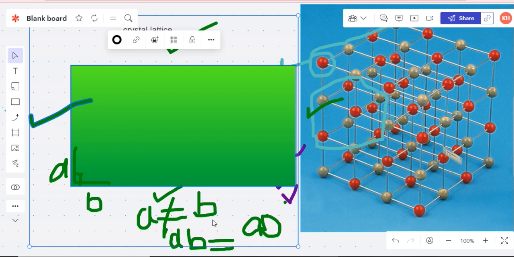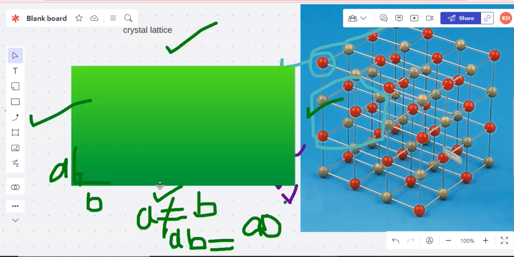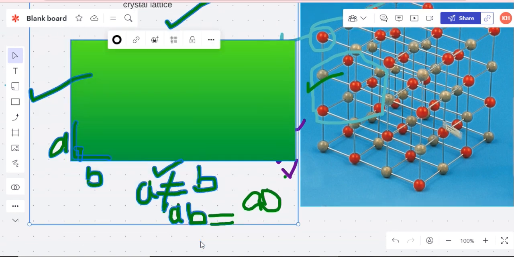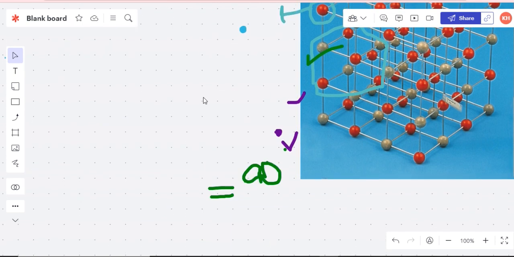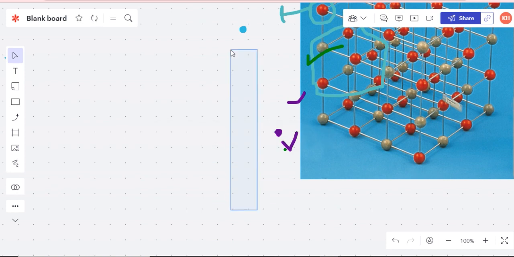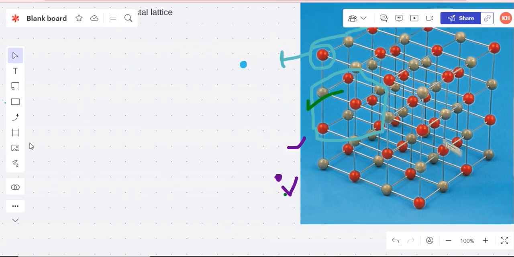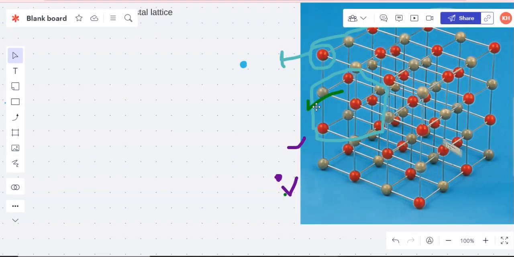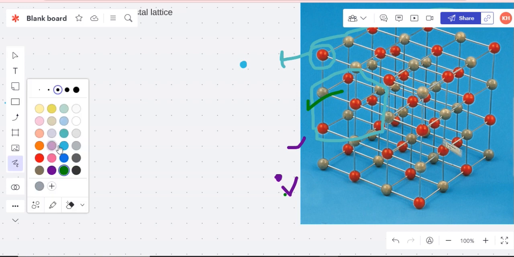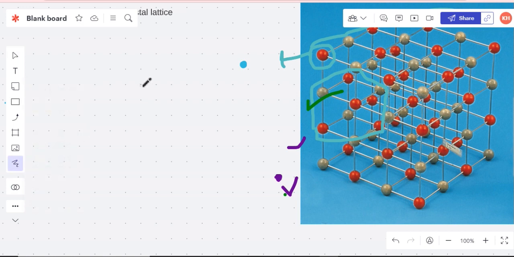So let's move to another crystal lattice. Let me just erase it. Let's erase it too. Let's move up a little. Let's discuss the other crystal lattice, which is, let me draw it, the hexagonal crystal lattice. A hexagonal crystal lattice is something like this.